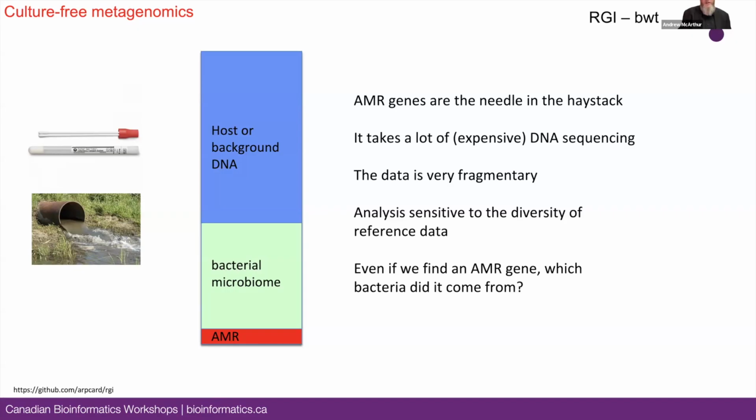Then a corollary is, great, we found an AMR gene in these samples, but we actually need to know which bacteria were carrying it, right? And remember, we only have fragments, little pieces. It's hard to make policy decisions if you don't know which pathogens are actually involved in the fact that you're finding AMR genes.